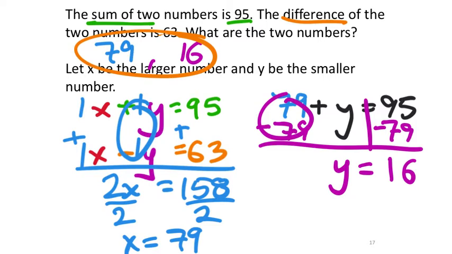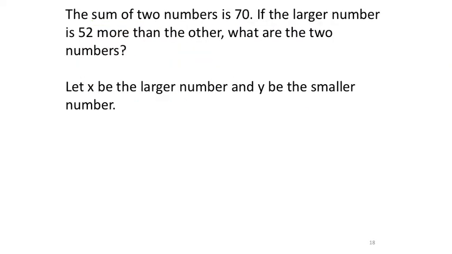I forgot. I should check. 79 minus 16 needs to equal 63, and it does. Okay, and then 79 plus 16 is 95. Yeah, we already checked that one. So I'm just pointing out that we should check off both of these in the end to make sure that it will give us a true statement when we use these two values, because we had really two conditions, and that's not too bad to check.